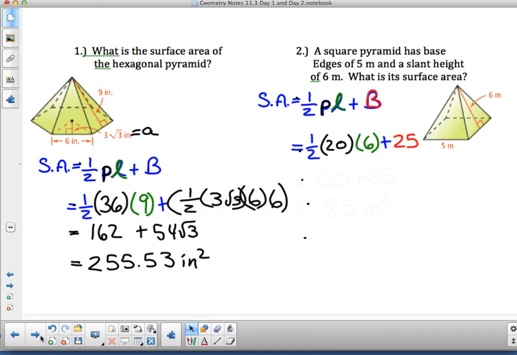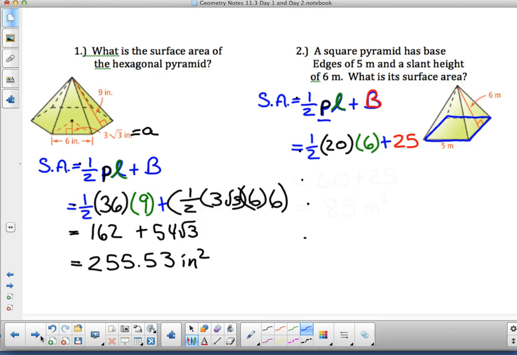Are you okay with where I'm getting my numbers? Anybody got a question? Yeah, shoot. Where did I get the 20? What's P represent? I know, I've answered a question with a question. Where did I get the 20? But what's P represent? People? Yeah, it's perimeter. So it's perimeter of the base. So I have a base that has one length of 5, but all the lengths are 5 because it's a square. So it's 5 times 4, which is 20. Okay, does that help? Any other questions?